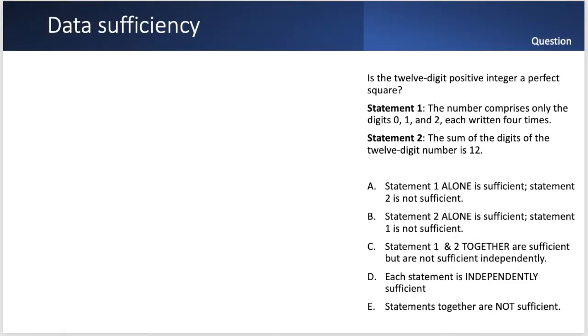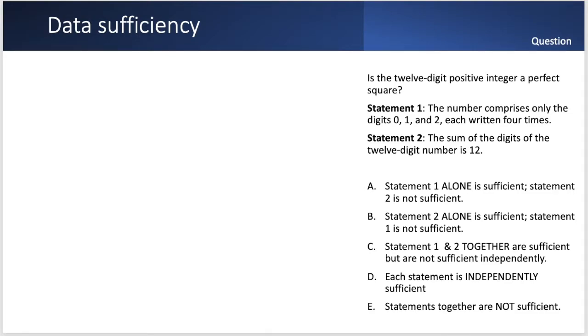Here we do have a data sufficiency question, which on the first look looks a little bit difficult, but if we go through it step by step, we can manage. Is the 12-digit positive integer a perfect square? Statement 1. The number comprises only the digits 0, 1, and 2, each written 4 times. Statement 2. The sum of the digits of the 12-digit number is 12.